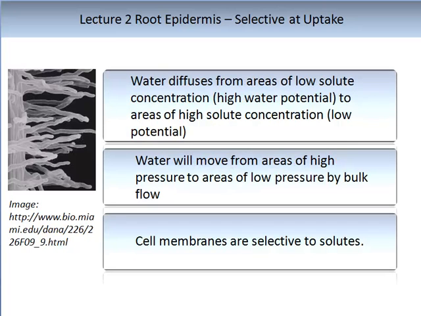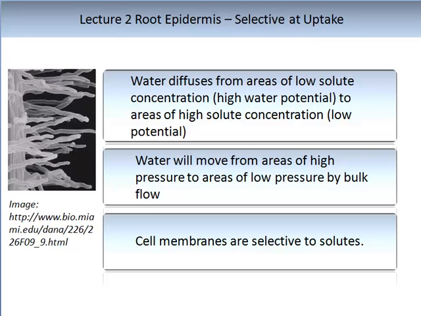There are principally 3 physical attributes that allow selective uptake of water. Water diffuses from areas of low solute concentration, that is, described or measured as a high water potential, to areas of high solute concentration, which confusingly is measured as a low water potential.